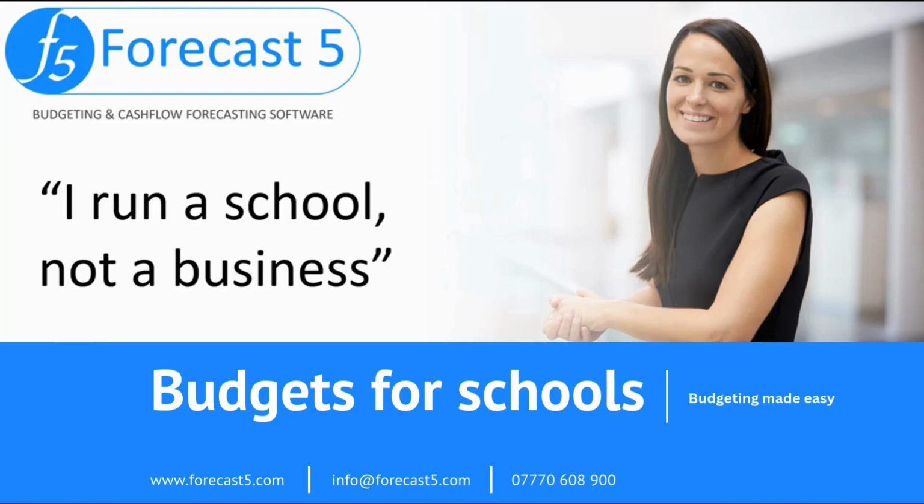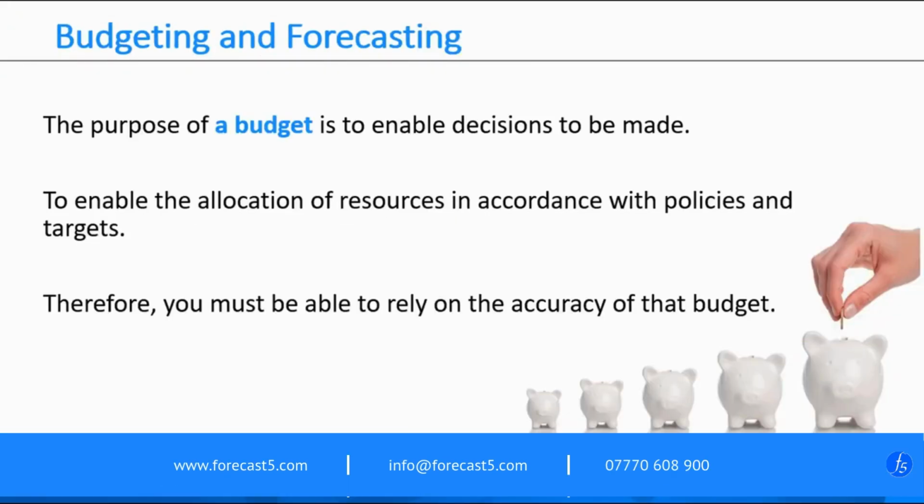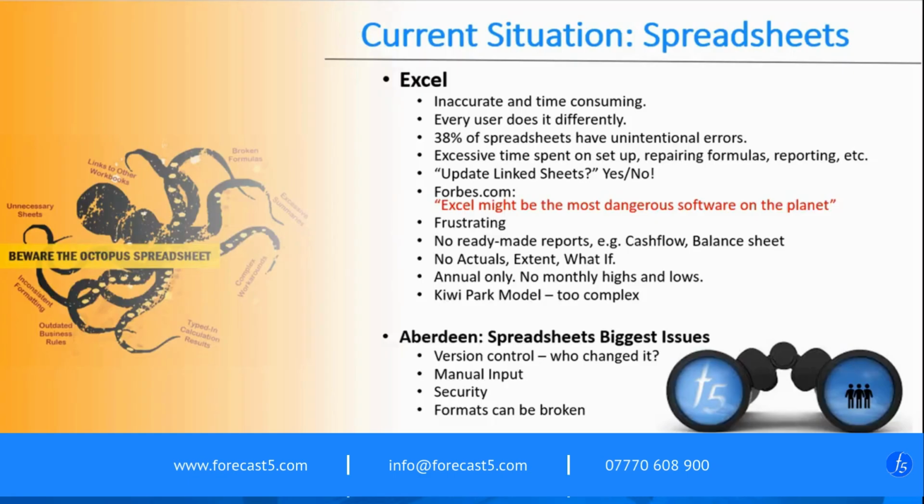So we'll just quickly run through the traditional PowerPoint to set the scene. This is the process around the budget. The purpose of the budget and subsequent forecasting is to support decisions. It enables the allocation of resources in accordance with policies and targets. What we're trying to do is make sure that when we present that budget, the information is correct. Generally we're dealing with an ongoing current problem of everybody running this in Excel.